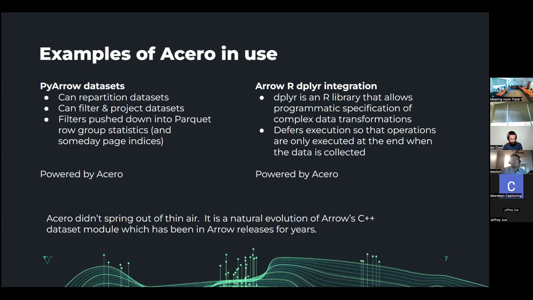They had started off as their own. I think the dplyr and Acero integrations grew up at the same time, but datasets had very much started off as its own thing. Then it evolved to take advantage of some of this Acero infrastructure that was getting built up. Now it uses Acero, as it tends to be more efficient about how it scans and processes data and parcels it out to different threads.